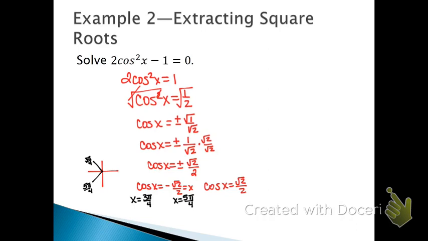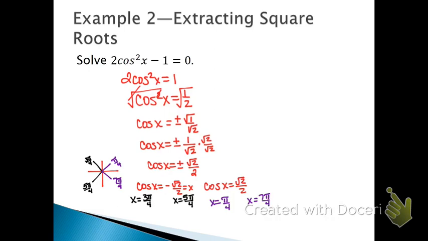Now, what about where cosine of x is equal to the positive square root of 2 over 2? 7 pi over 4. Okay, so down here it's 7 pi over 4 and pi over 4. Let me keep them in numerical order there. So pi over 4 and 7 pi over 4.